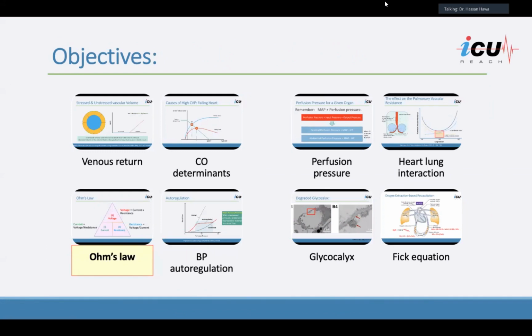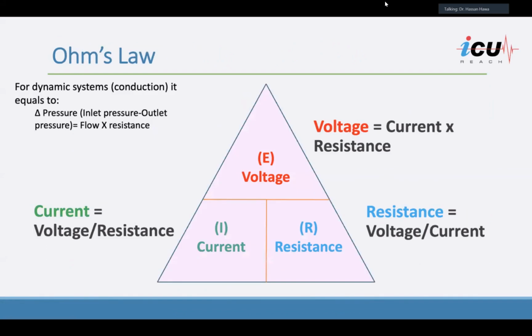Now, moving on to Ohm's law. We know that for a closed circuit, Ohm stipulated that the dynamic system conduction depends on the difference between the inlet pressure and outlet pressure, and this will equal the flow times resistance. And this triangle is easy to remember. That's why I kept it there.